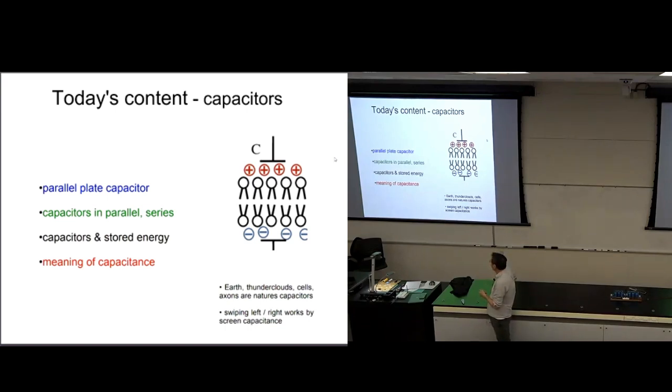I want to talk about capacitors and energy, and this one should have been at the top. I want to talk about the meaning of capacitors. That should have gone first. Don't know what happened there. Fell off the top to the bottom, like Humpty Dumpty.